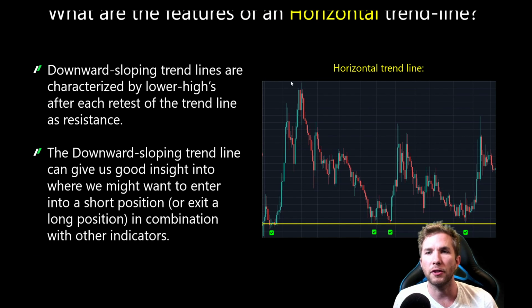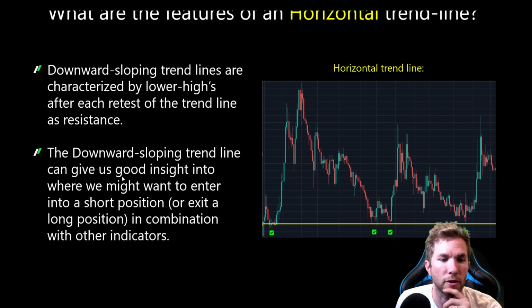So what are some of the features of a horizontal trend line? Well, downward sloping trend lines are characterized by lower highs, as well as the downward sloping trend line can give us good insight into where we might want to enter into a short position in combination with some other indicators. So a horizontal trend line, I don't know why I read horizontal trend line. A horizontal support line is different than a sloping trend line in that it's not really identifying much of a trend. It's just more of a support line.